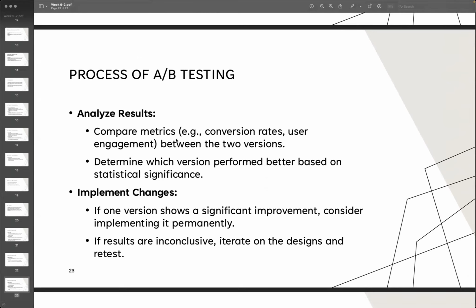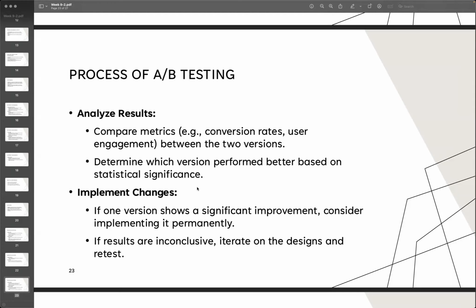So compare the metrics, like the conversion rate or user engagement, between the two versions. Okay, maybe using an icon gets more users to click on it, or the text list gets fewer, then you will know, okay, they prefer the icon. So then we are able to determine which version has better performance based on the statistics.